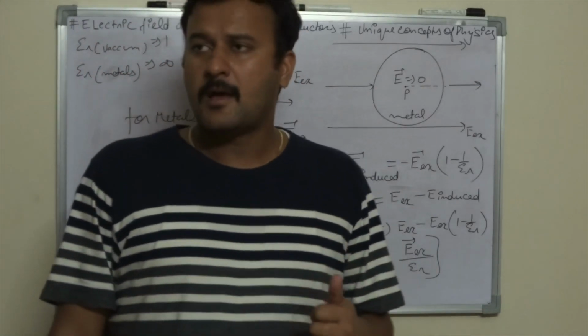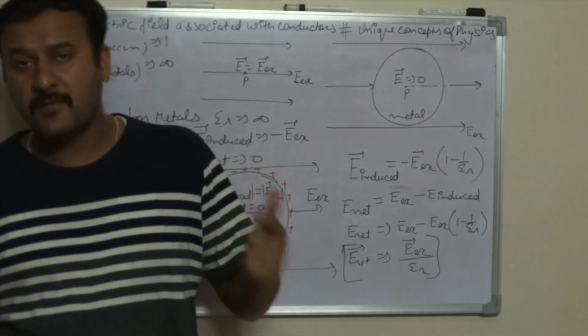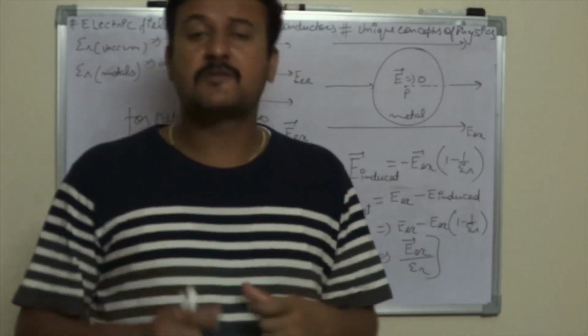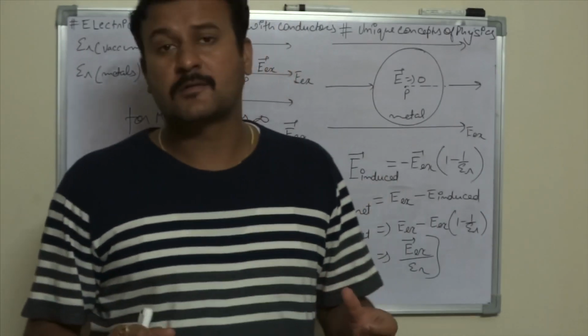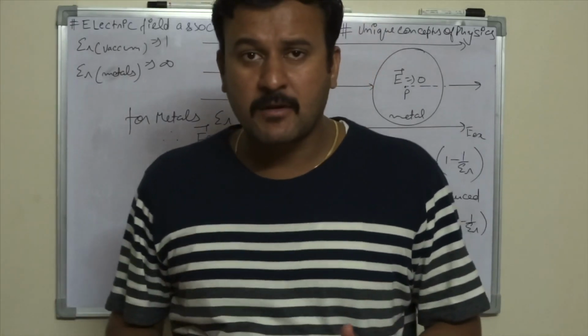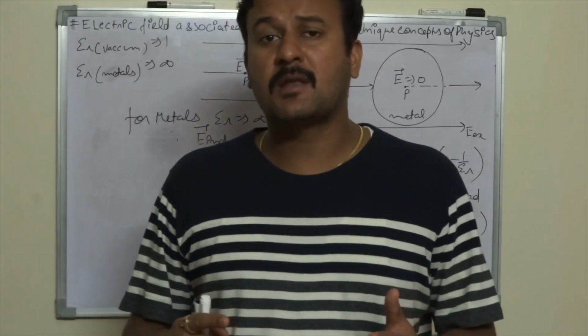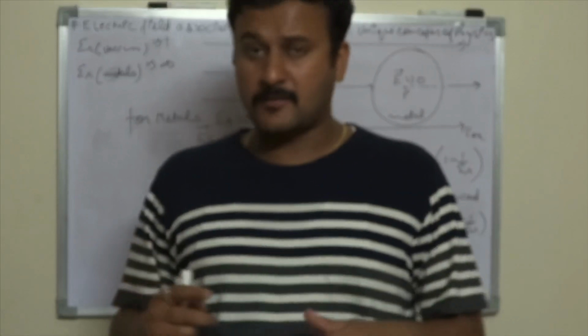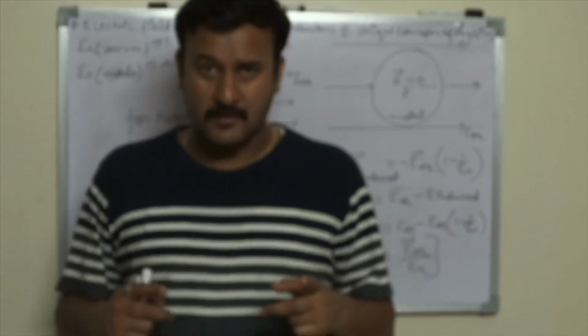Okay, and metal has infinite permittivity. So this is the bridge which erases the paradox of two facts: that metals have infinite permittivity, so they should permit the passage of electric field lines through them, and yet the net electric field in metal is 0.